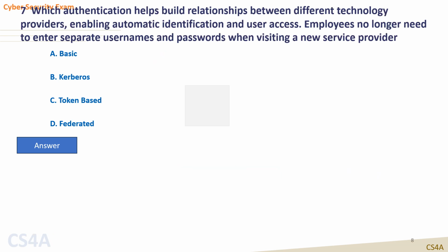So here the question is, which authentication helps build relationships between different technology providers, enabling automatic identification and user access? Employees no longer need to enter username and password when visiting a new service provider. So here the keyword is that employees no longer need to enter a username and password for a new service provider. So which one supports this? Basic authentication? No, basic authentication needs the user to enter a username and password for all the new service providers. Kerberos, Kerberos won't support.